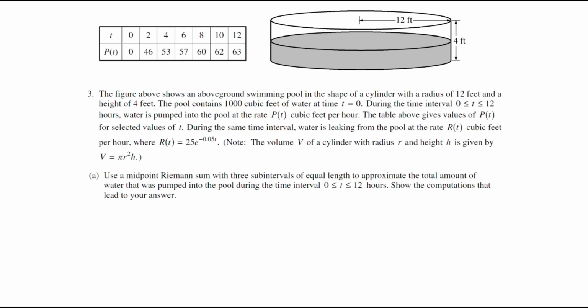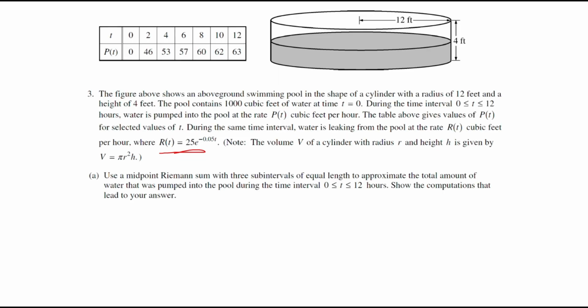First we got a figure with an above ground swimming pool. It's a cylinder. And we got some dimensions for it, radius of 12, height of 4. And water is pumped into the pool at this rate P of t, which is given in the chart. And then on that same time interval, water is leaking from the pool at R of t. And of course, they've given us R of t here, 25e to the negative 0.05 t.